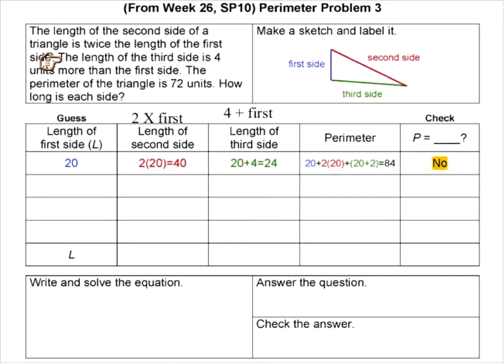Okay, the third side is longer. And again, if I use the variable L to represent the first side, then what expression can I write to represent the third side? Good, L plus 4. Now, the perimeter finally says that the perimeter is 72 units. So what do the 3 sides of the triangle have to add up to? Right here, what do we have to make sure they add up to?